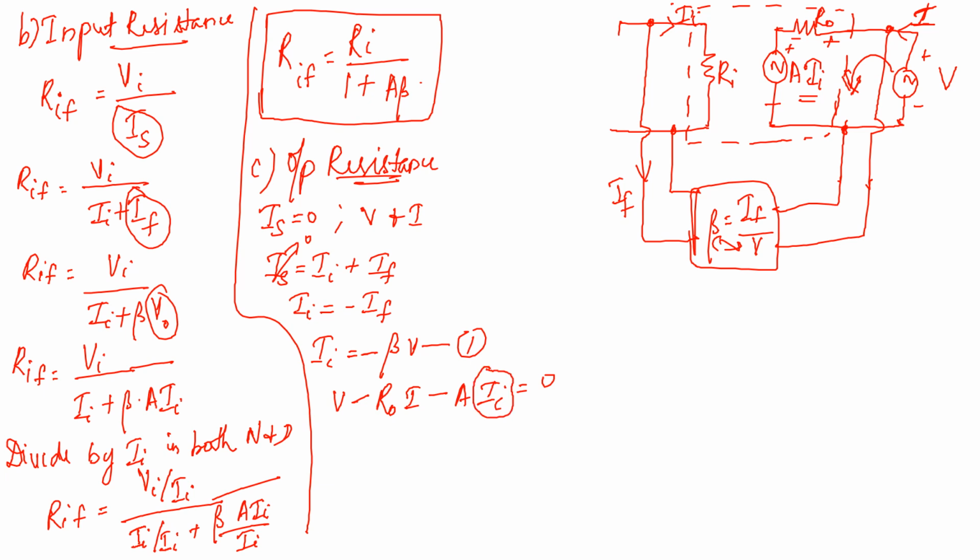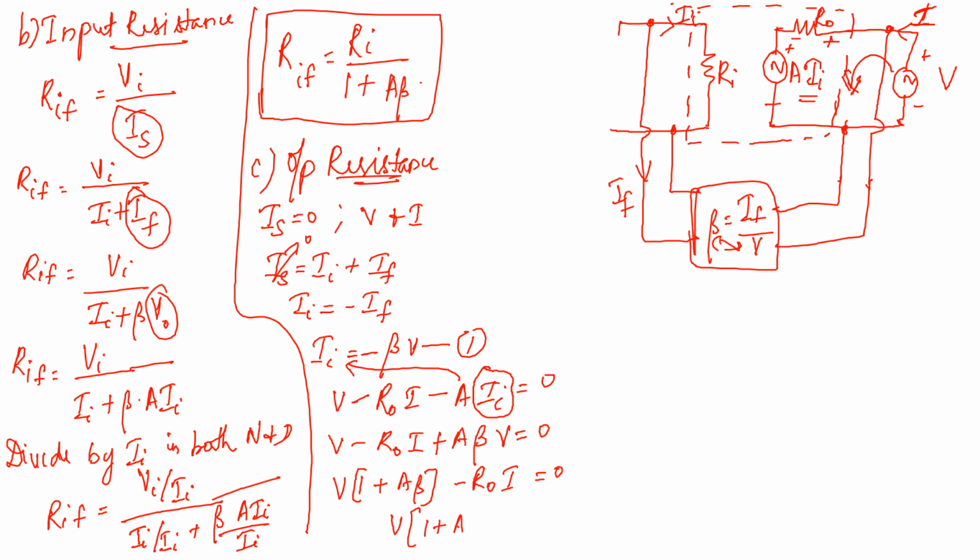Now can you substitute your Ii? You already know the value of Ii. So V minus R0 into I minus A into, instead of Ii, substitute minus beta into V. Minus into minus gives plus, so plus A beta V is equal to 0. Can you take capital V as common? So V into 1 plus A beta minus R0 into I is equal to 0. Take R0 into I to the opposite side, so you get V into 1 plus A beta is equal to R0 into I.